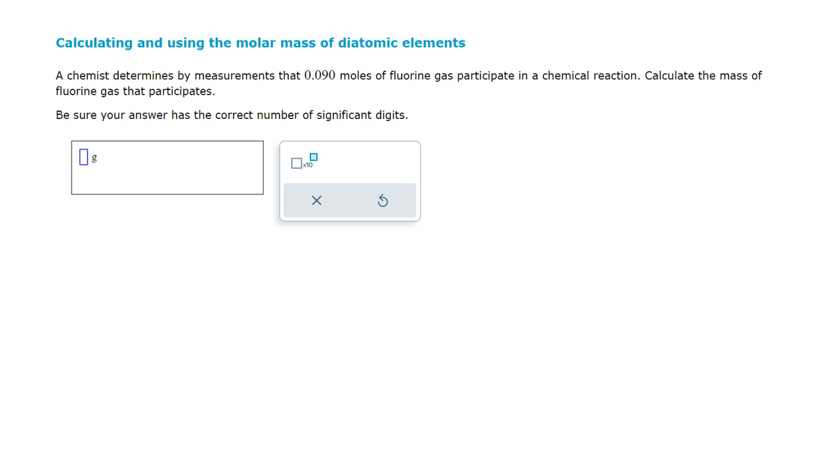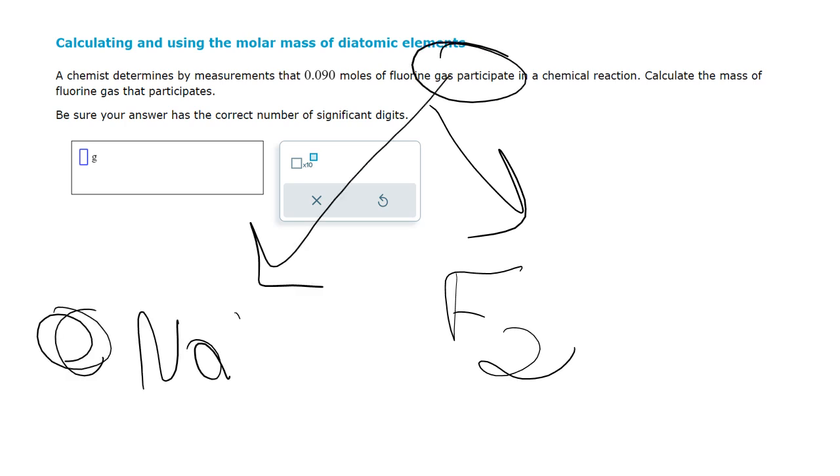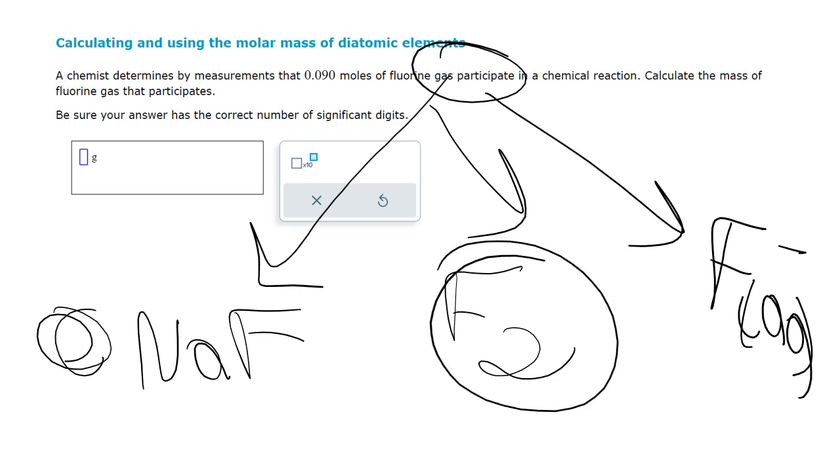Review, so just work on the ALEKS. You have moles, you've got to get to grams, multiplied by molar mass, and just remember fluorine is a diatomic gas. So if it's NaF, it's not a diatomic, so when bonded, and also when it's aqueous, it's not a diatomic. But when it's alone in its normal state, such as a gas or liquid or solid, it's going to be diatomic.